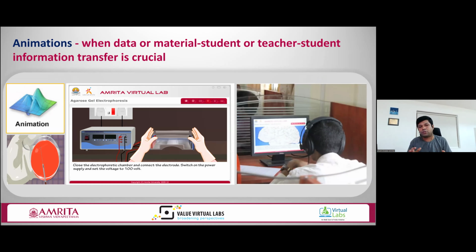We found out through our experiences in the last, let's say 2010 to 2019, that animations were critical, where we found there was no data, or the data was too complex to create, and a teacher-student information transfer was crucial. And if you remove the teacher, you will see some of these questions come up.